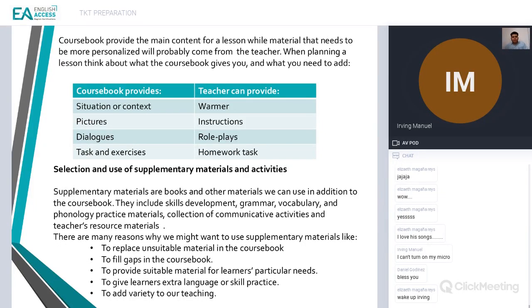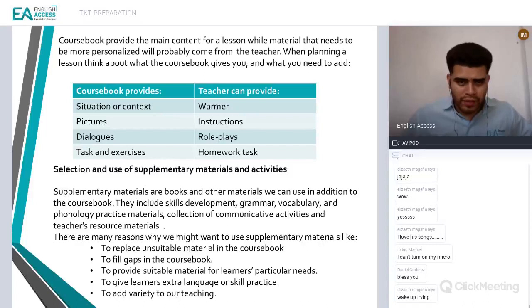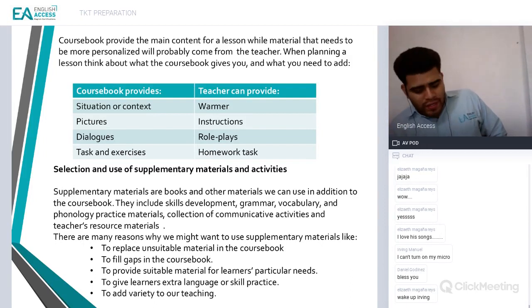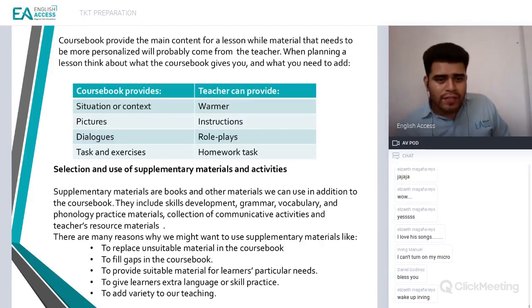Very good. Supplementary material is anything you can bring to the class to help you with your objective. And those are the reasons why we might want to bring supplementary materials. It's always nice to have them in your classes.